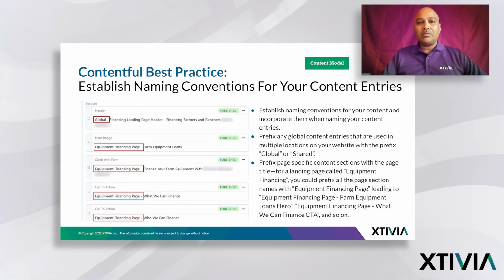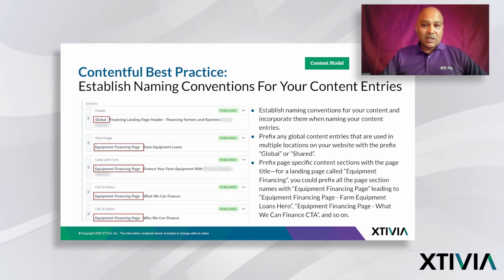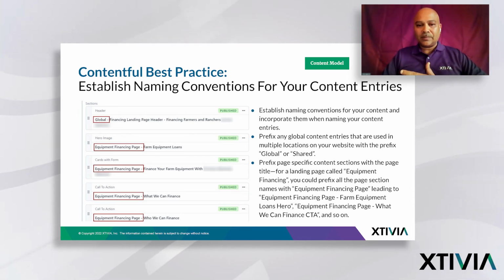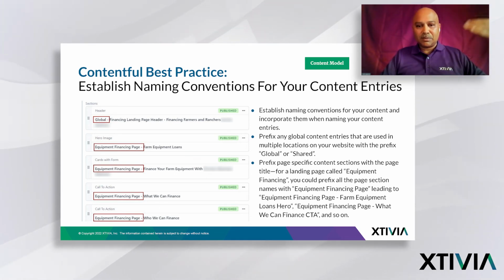For example, you might have a CTA banner that promotes a free trial for your product and is used in multiple locations in your website. And you may give it a name, shared free product trial banner. This has the benefit that a content manager editing this page section on a specific website page does not accidentally update it in a manner that would be inconsistent with using it on multiple pages.